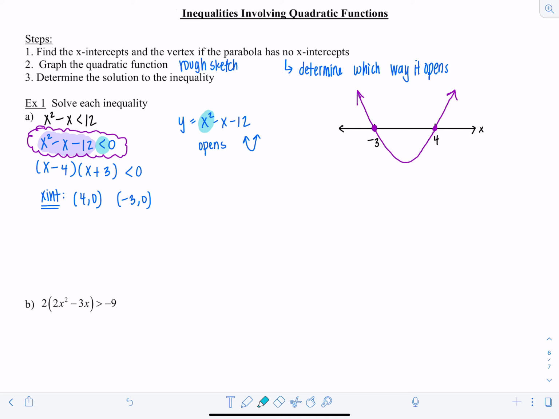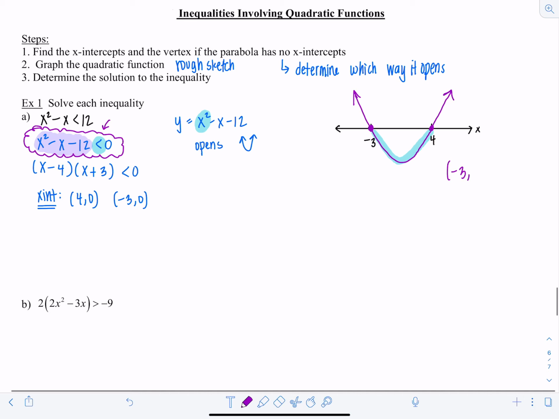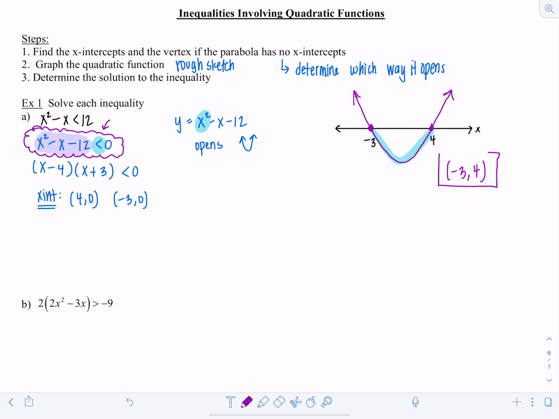So come to your graph. Can you see which portion of it lies below the x-axis? It's this portion here. So I want to give, in terms of x, the interval for which this parabola is below the x-axis. Now I'm not going to include the endpoints because this is a strict inequality. It just is less than 0, not less than or equal to 0. So we would say starting from -3 up until 4, the parabola is below the x-axis or it's negative.